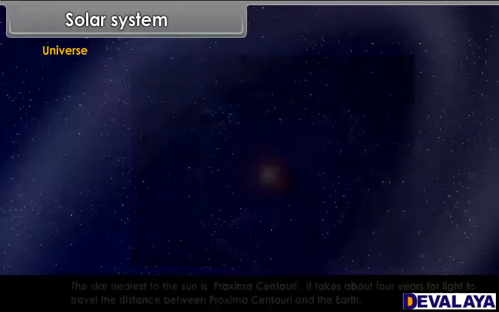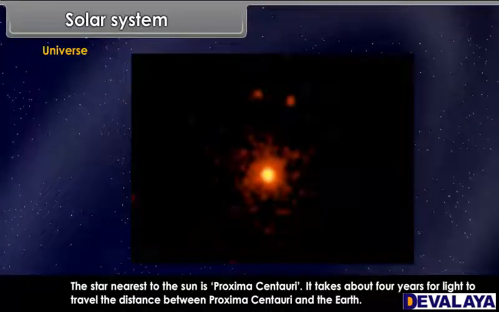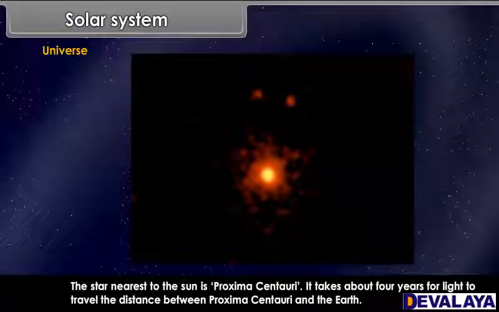The star nearest to the sun is Proxima Centauri. It takes about 4 years for light to travel the distance between Proxima Centauri and the Earth.